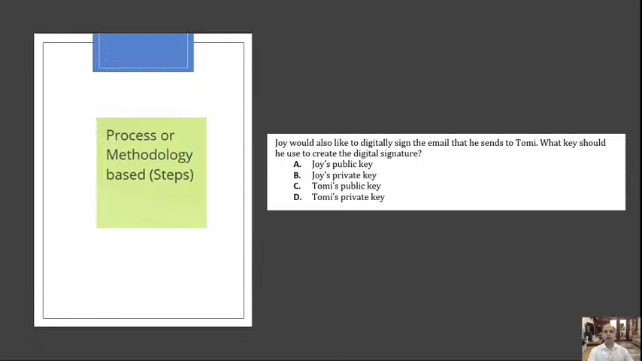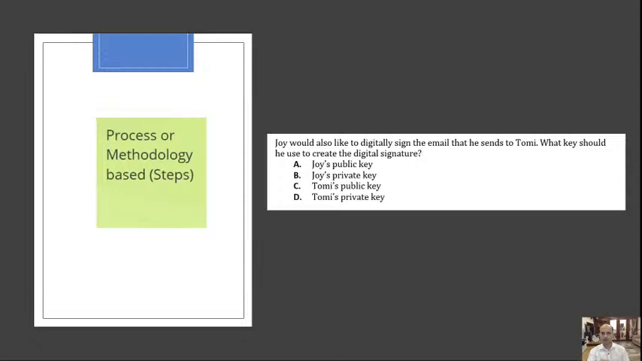In that case, you should understand the concept and the steps. Whenever there is communication of emails with a digital signature, whenever A wants to send to B, A will use his own private key to encrypt the message and send it to B. Now B will decrypt that message using the public key of A, right? So in this example, A means Joey, B means Tommy.